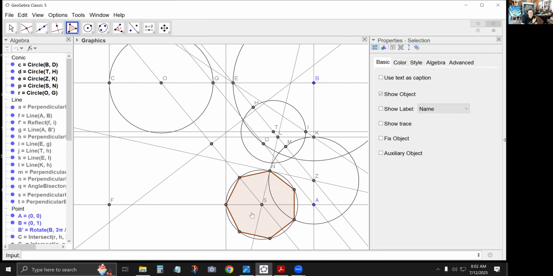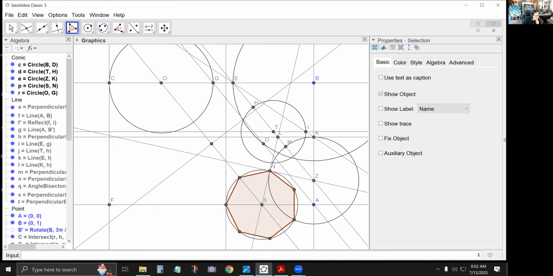Cool. So this is a perfect 7-sided polygon. Not constructible with a ruler and compass. They would have used a set square to find that 3/7 of a right angle back in the day, because they didn't have GeoGebra.